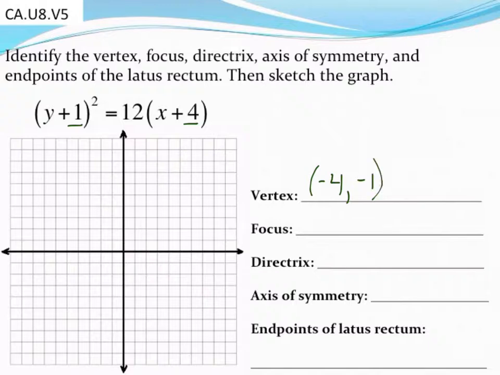So I'll go ahead and plot that point. 1, 2, 3, 4, down 1. So my vertex is going to be right there. You may want to label these points as you go so you remember what's what. There's the vertex.